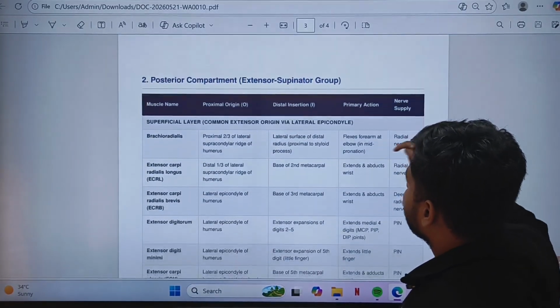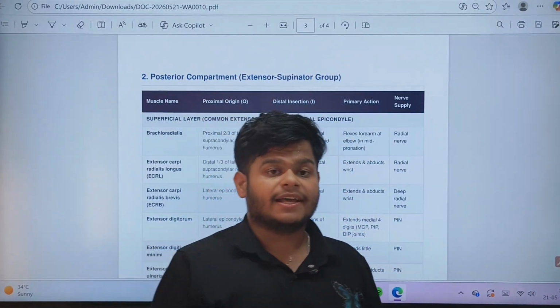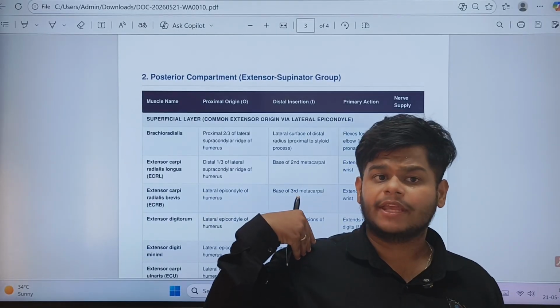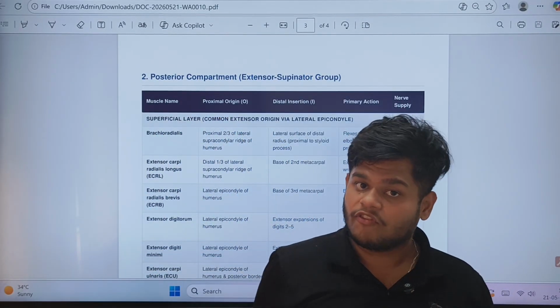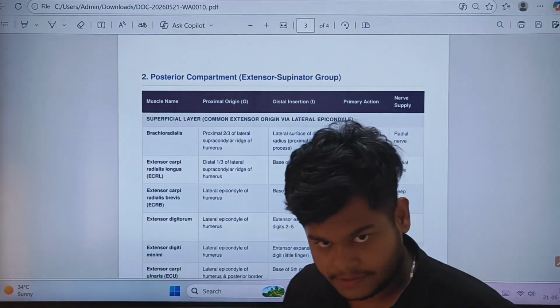Now let us see the posterior compartment, that is the extensor compartment. The extensor compartment is used to extend your forearm from the arm, which increases the angle between the arm and forearm. They are also called the supinator group of muscles.